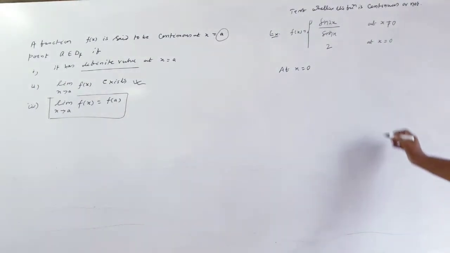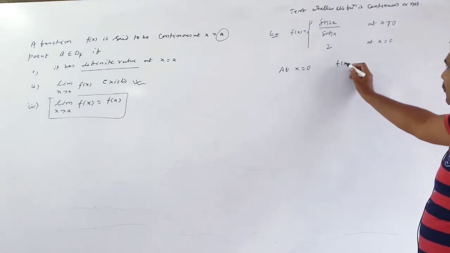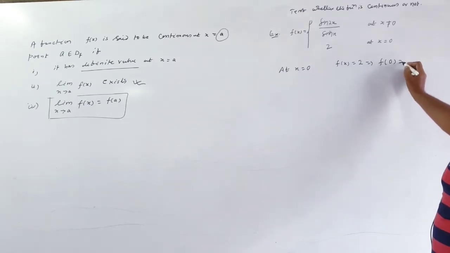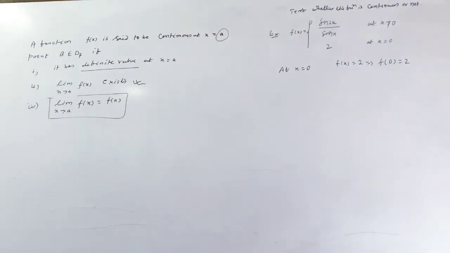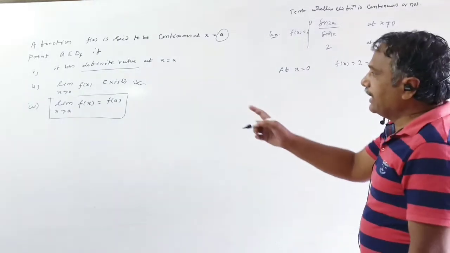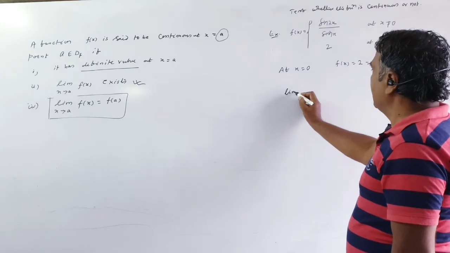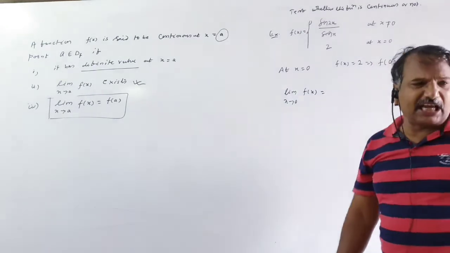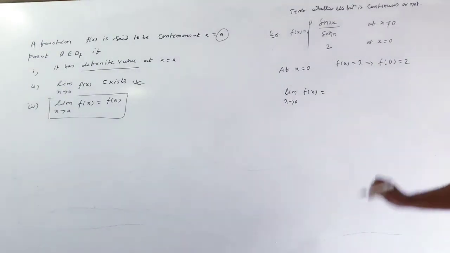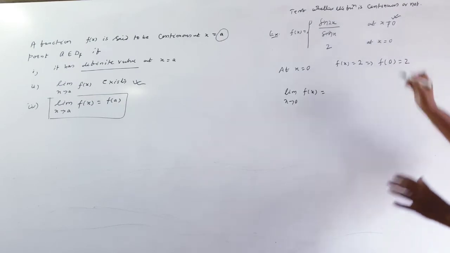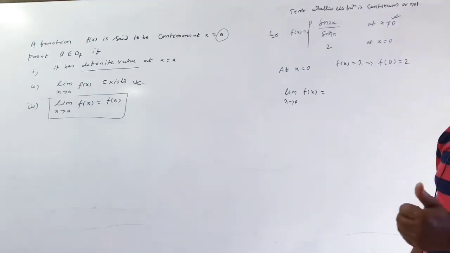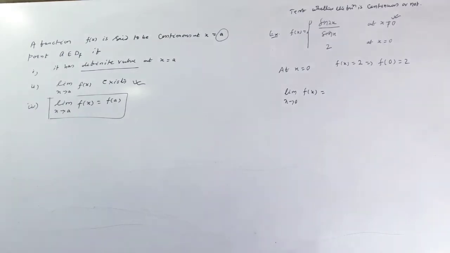Now what is the f of x? Now f of x equal to 2 is given. So f of 0 equal to 2. Now the limit as x tends to 0 of f of x. X tends to 0 means very close to 0, not equal to 0. Here x is not equal to 0, very close to 0, either less than 0, that is negligible, or greater than 0.